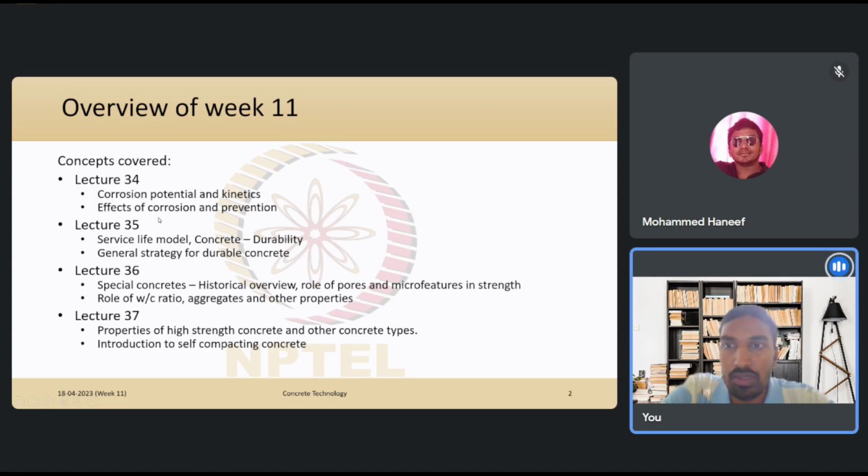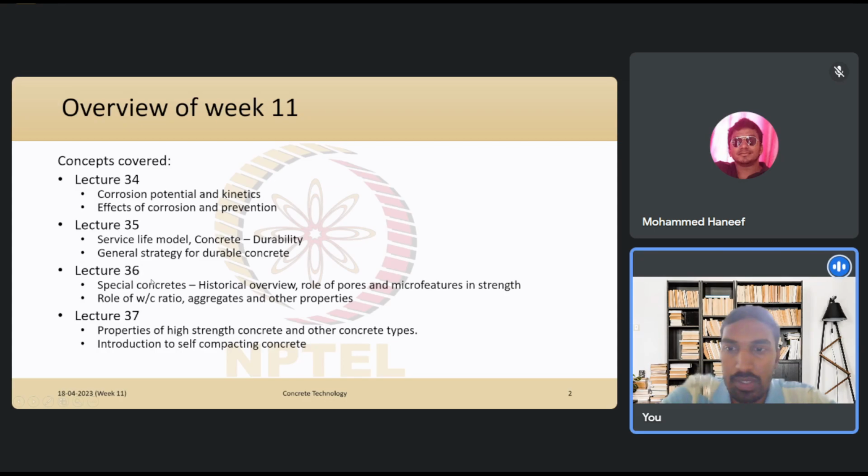And then we also looked at the different effects of corrosion and some preventive measures that we can take to prevent rebar corrosion. In lecture 35, we looked at different models on service life related to corrosion and durability, and the general strategies for having a durable concrete structure.